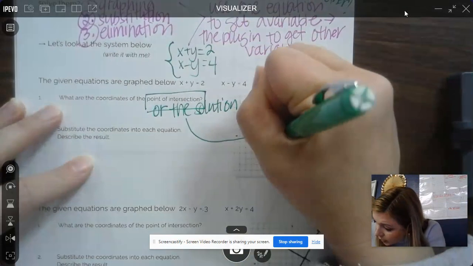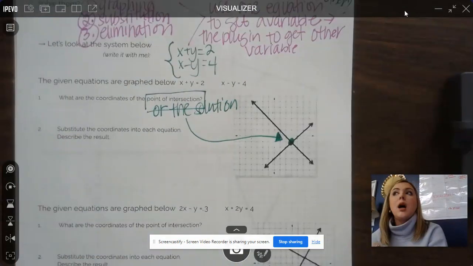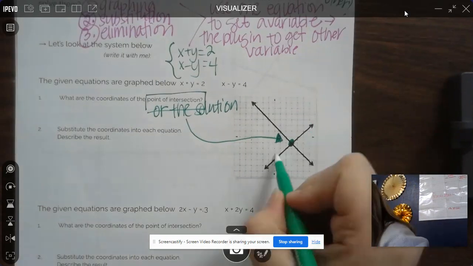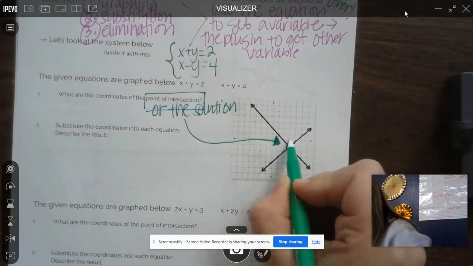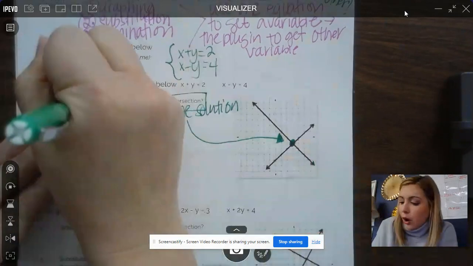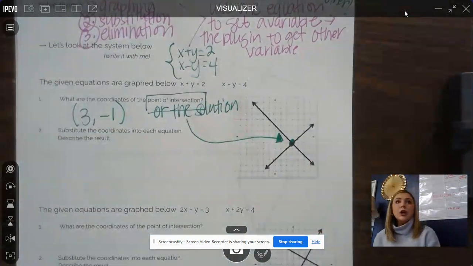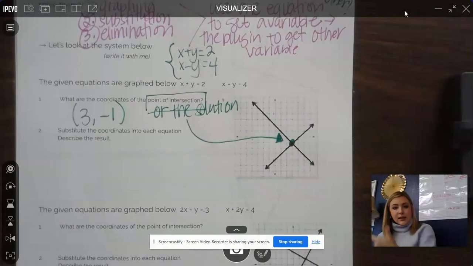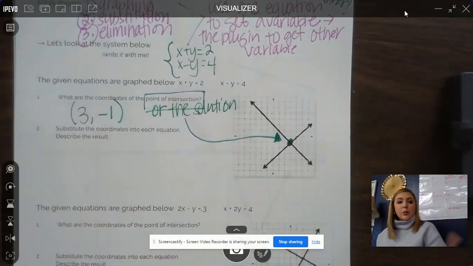It is literally where those two lines meet. That is the goal, regardless of the method that you're solving with. Okay? And if we look at this graph right here, you should see this is the origin, and it goes to the right 1, 2, 3, and down 1. So this is the ordered pair (3, -1), and that would be the answer to my system. The solution to this system right here is the ordered pair (3, -1).